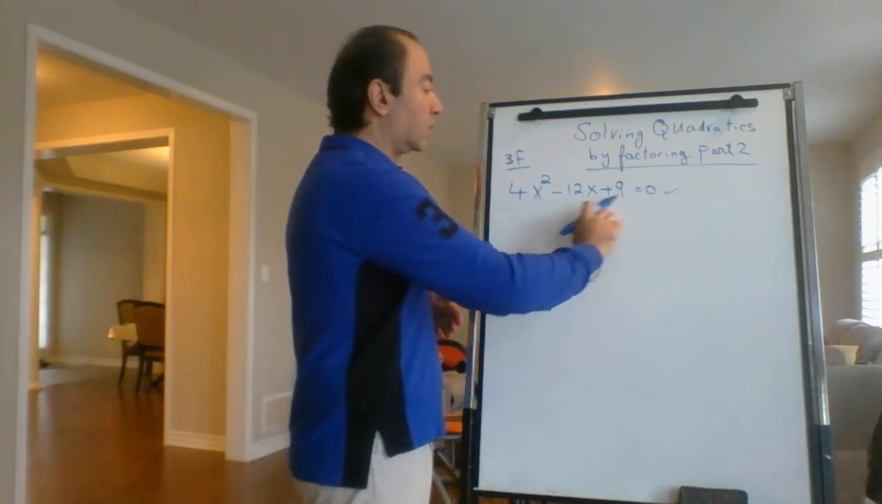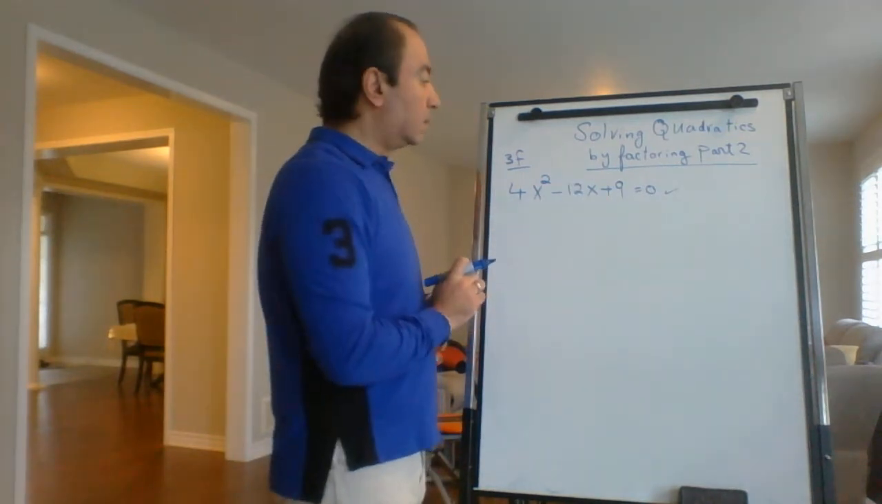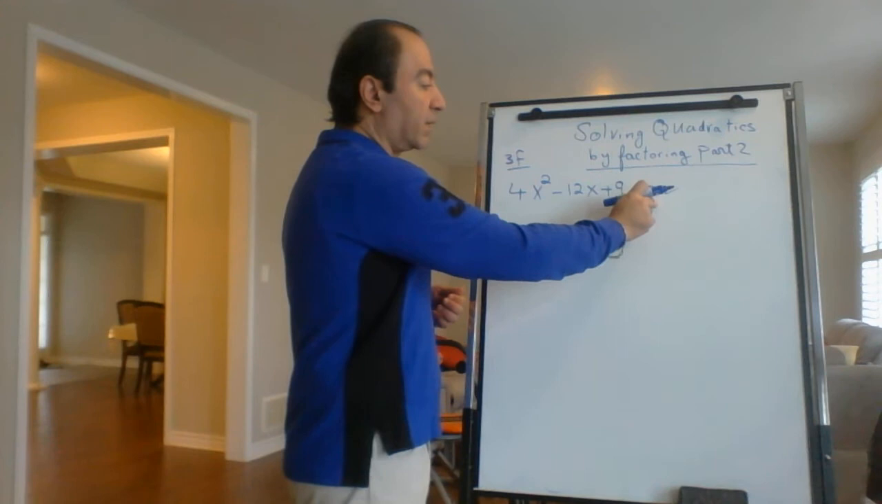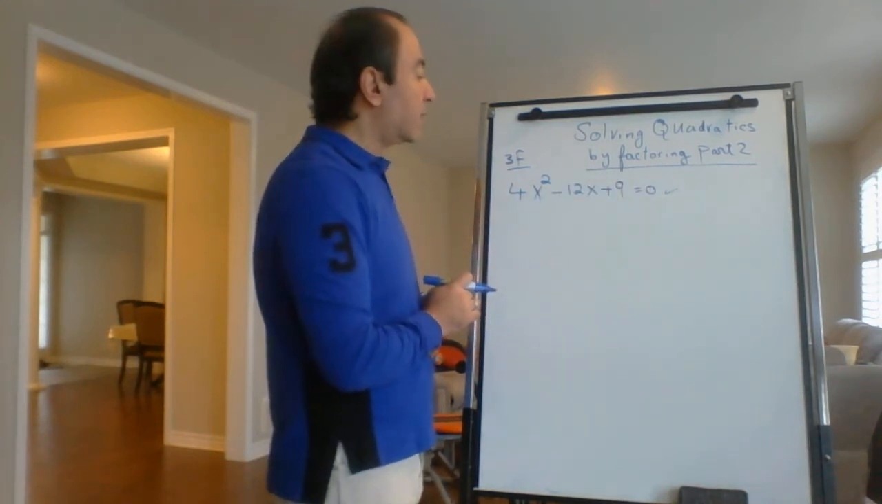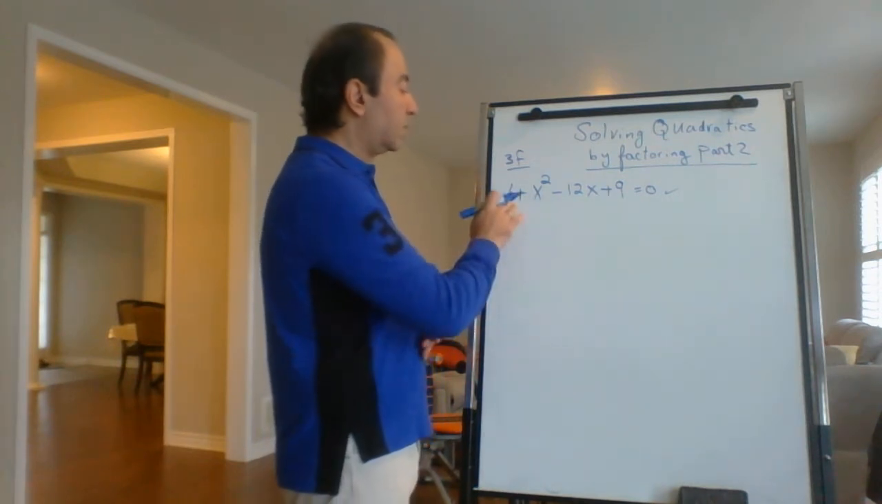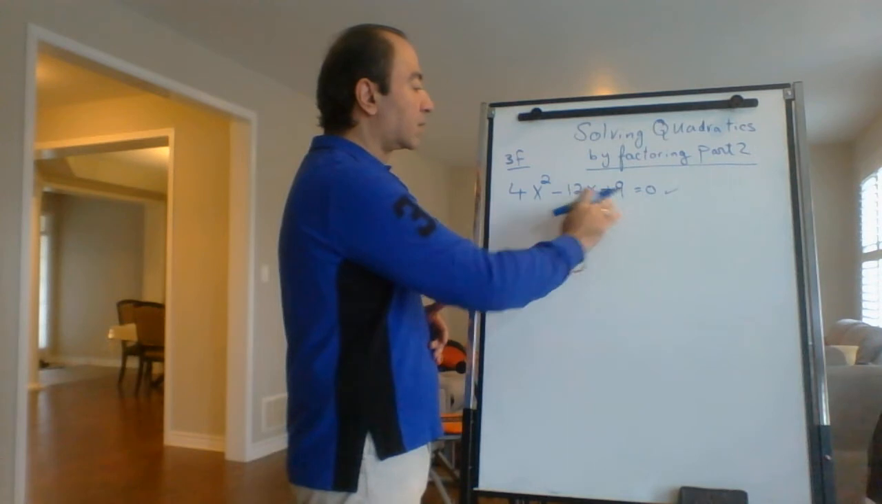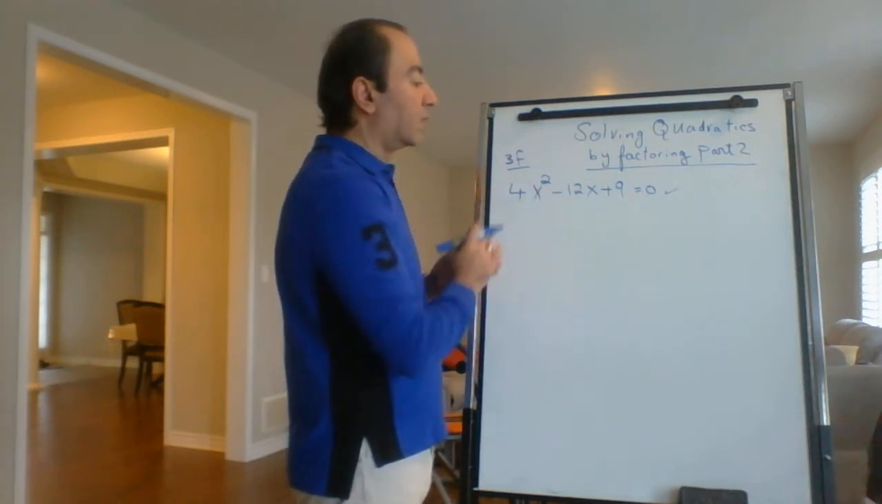I want to solve this. I want to find the x-intercepts. So the first thing, I must make sure that I have a 0 on one side, which I have. The second thing, I will try to factor this. So to factor this, I will look for common factors. Nothing is common. Then this is 3 terms.